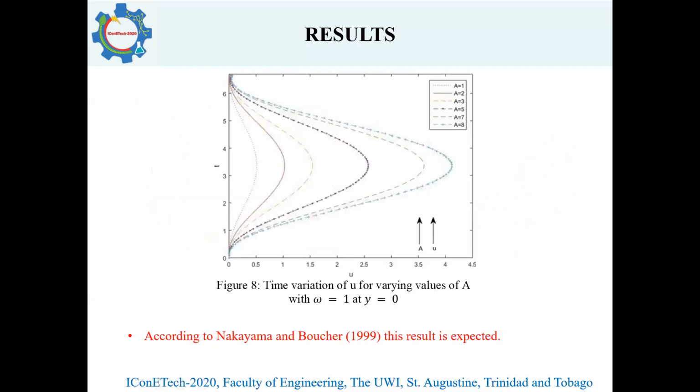In figure 8, the effect of variation of amplitude on time variation is shown. It can be seen that as the amplitude increases, the velocity increases. This is because pressure increases as amplitude increases, and hence velocity increases.